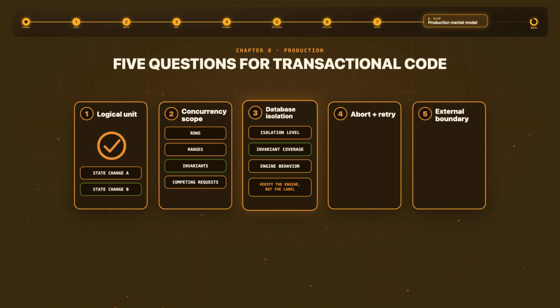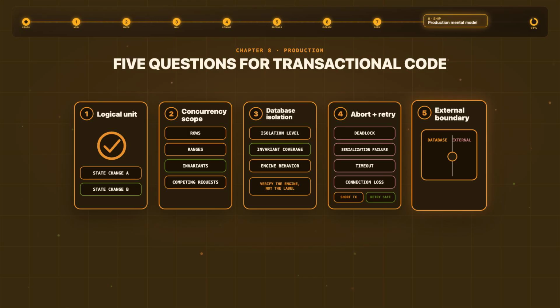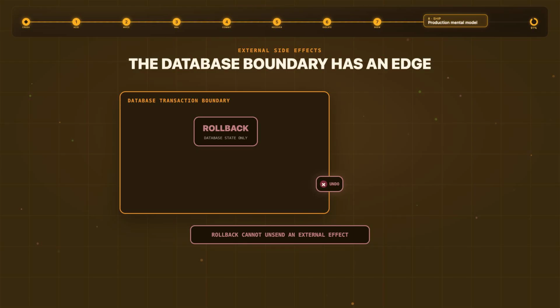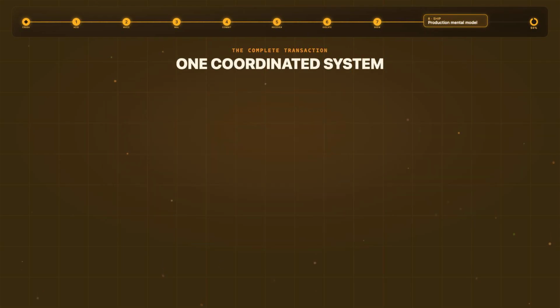Read that engine's behavior. Fourth, what can abort? Deadlocks, serialization failures, timeouts, and connection loss are normal operational outcomes. Keep transactions short and make safe operations retriable. Fifth, where does the transaction boundary end? A database rollback cannot unsend an email or withdraw a message already published to another system. For cross-system side effects, patterns such as a transactional outbox record the intent in the same database transaction, then deliver it separately and idempotently.